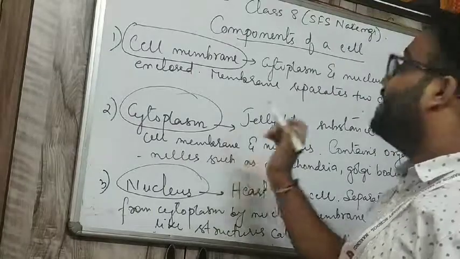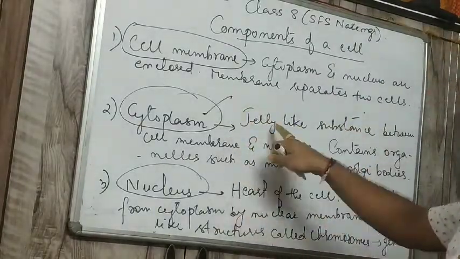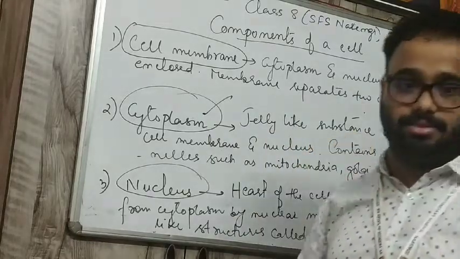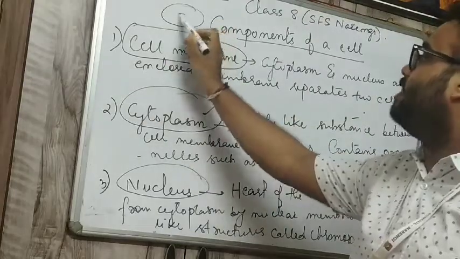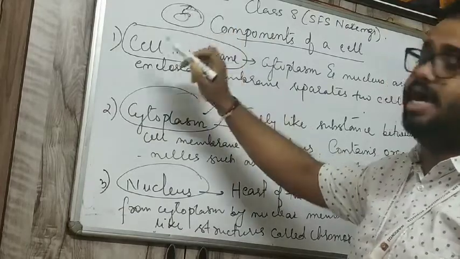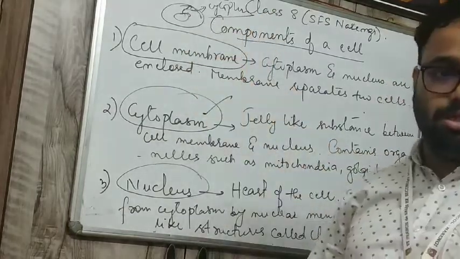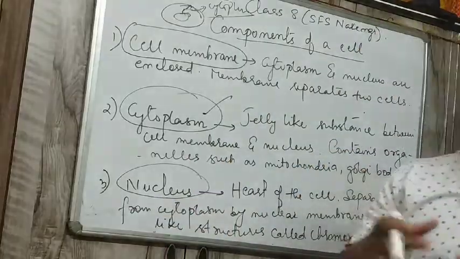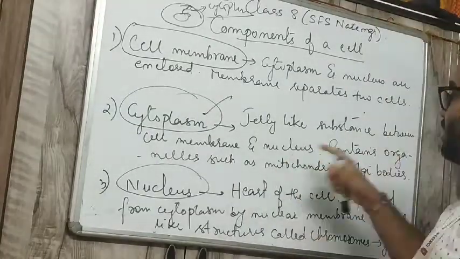Next comes cytoplasm. What is cytoplasm? Cytoplasm is basically a jelly-like substance between the cell membrane and the nucleus. Suppose I take the cell membrane and the nucleus, the space in between them is called cytoplasm. It is quite a jelly-like, elastic substance between the cell membrane and nucleus.